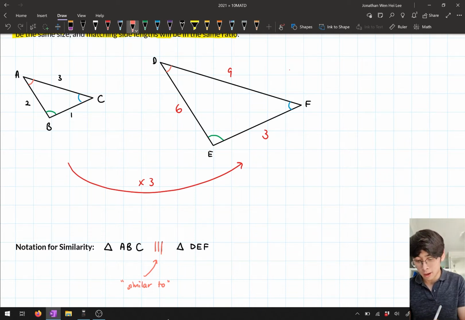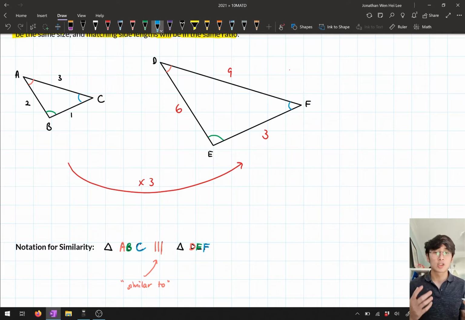A matches up with D, B matches up with E, and C had to correspond to F. And so just like we did with congruence, we just had to make sure that the corresponding corners match up in our two triangles when we write them down.